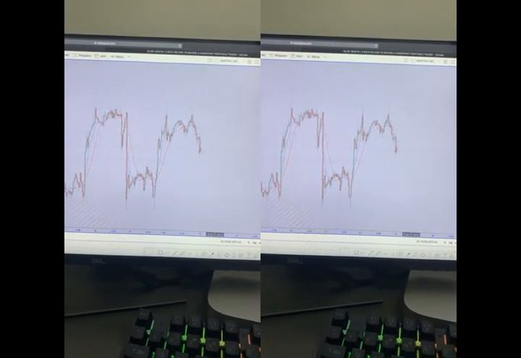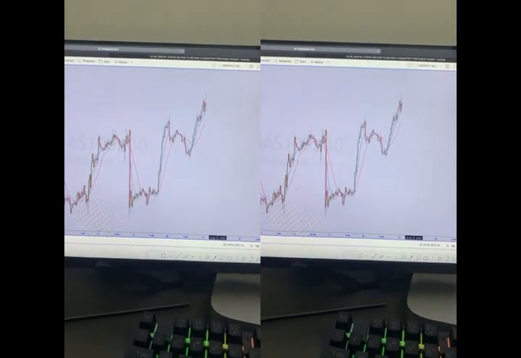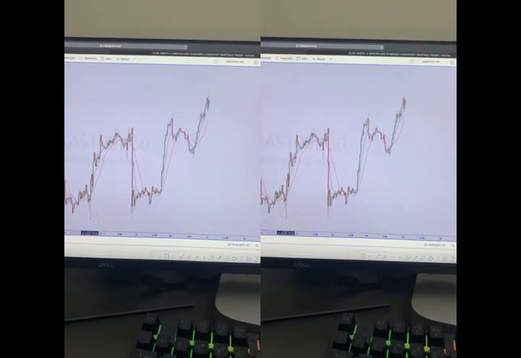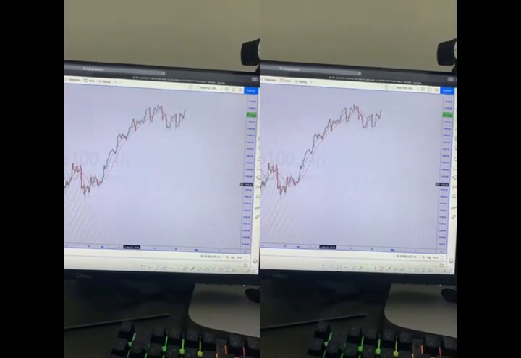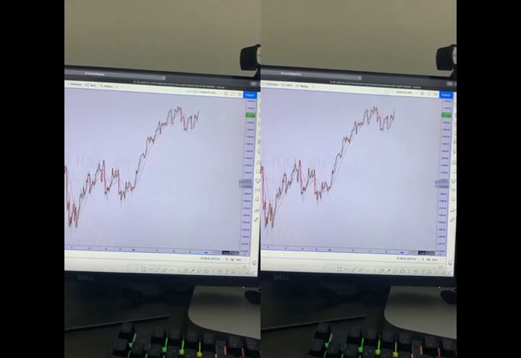So that's not NAS. Let's see. That's 14,000. Okay, so that is NAS. So NAS 100 has been behaving well, even though I do not trade it.